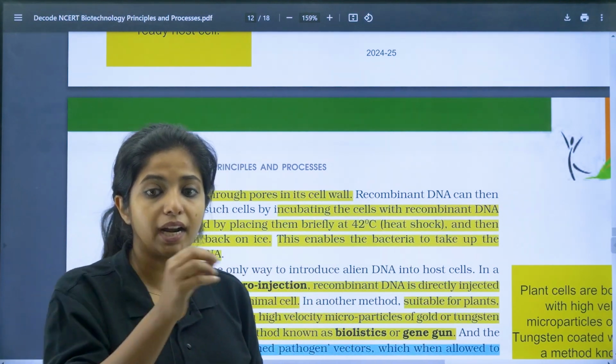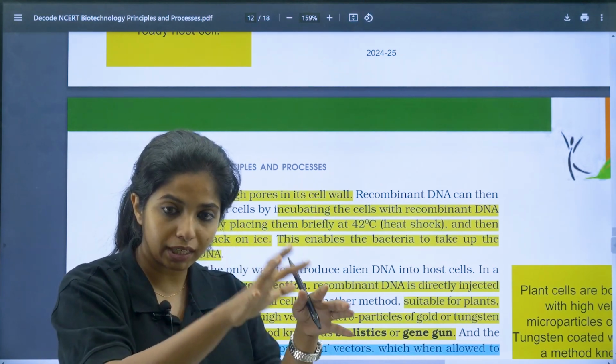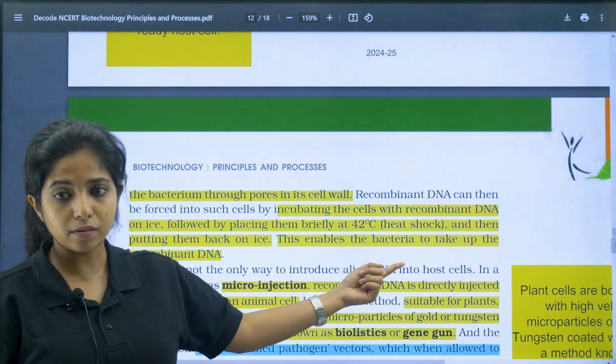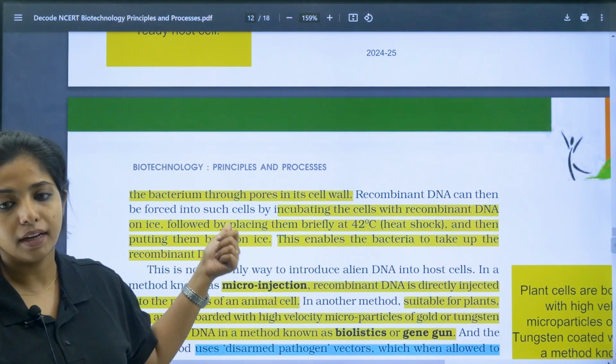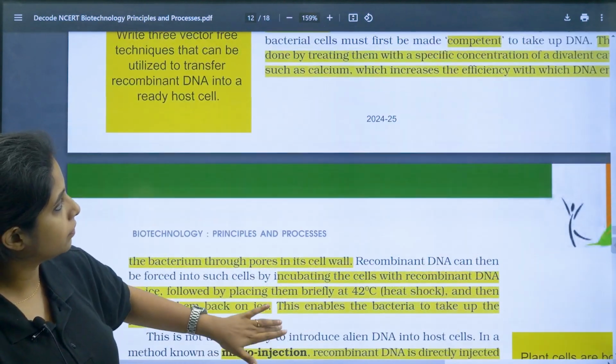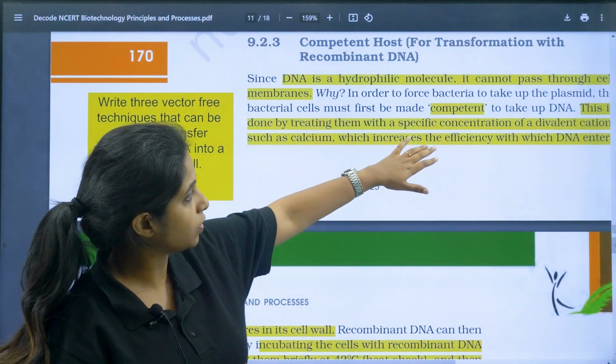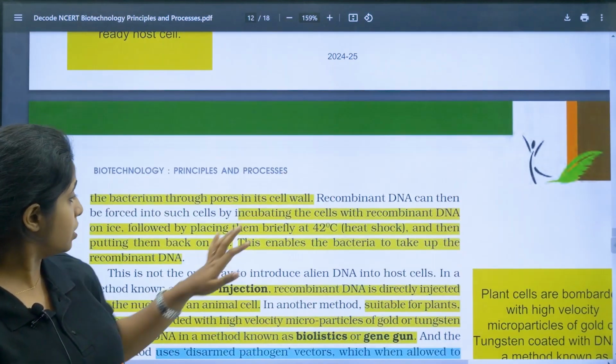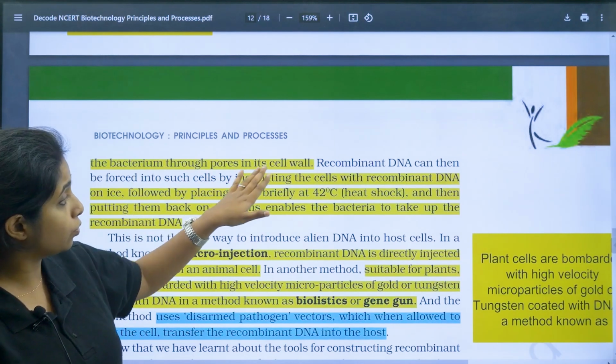The recombinant DNA which is there enters the cells through the pores and gets inside, and the pores then get closed because of the ice. This enables the bacteria to take up the recombinant DNA, my dear children. Okay, so first you treated them with a specific concentration of divalent cations such as calcium, which increases the efficiency with which DNA enters the bacterium through pores in its cell wall.